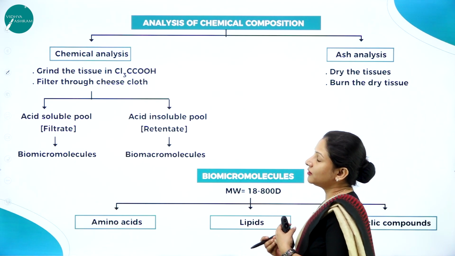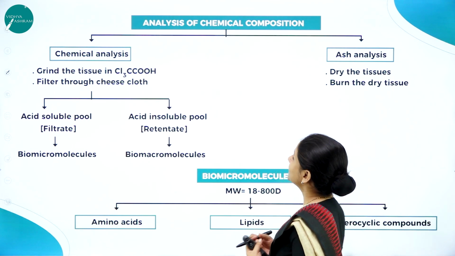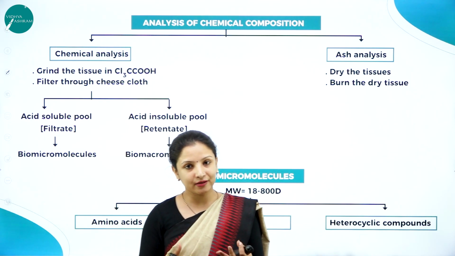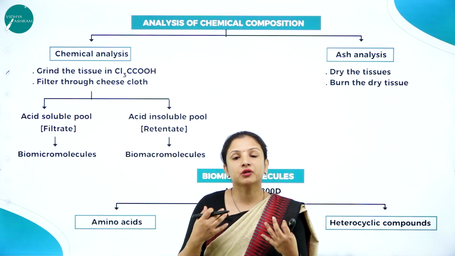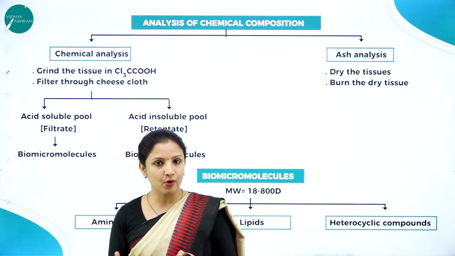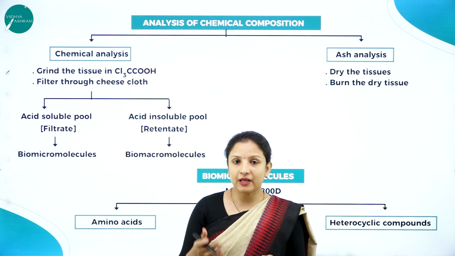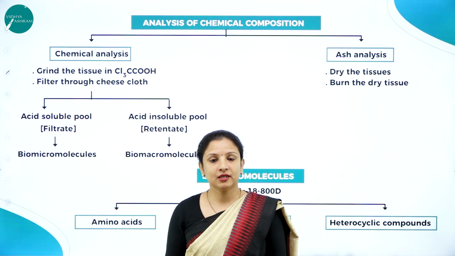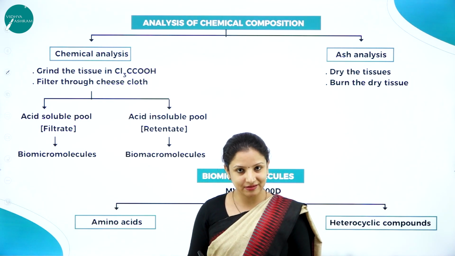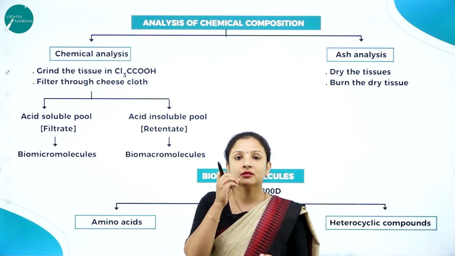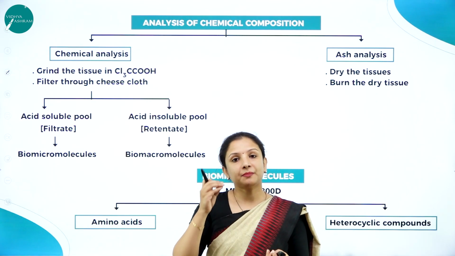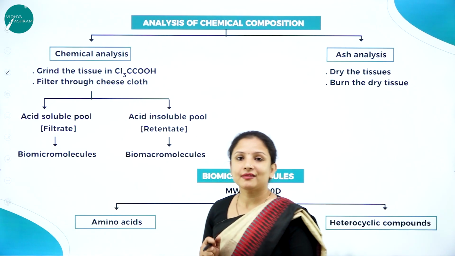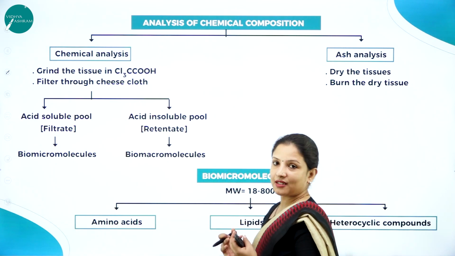In this chapter, the first topic is analysis of chemical composition. For any plant or animal material, you need to find out what compounds are there in it. You need to go in for some biochemical assays, right? For that biochemical assay, you need to get the material. So you collect the plant material or the animal tissues and you grind it. So how it is done is what we see.